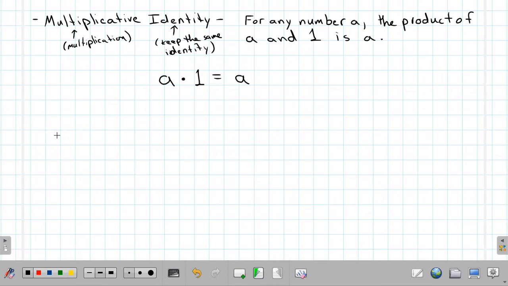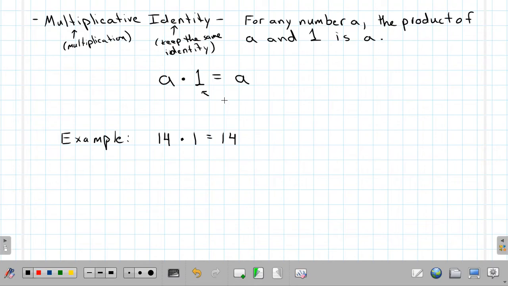Okay, so an example is, if we have the number 14 and we multiply it times 1, well, it stays as 14. So we had the number 14, we multiply it times 1, and it keeps its identity. So 14 times 1 is equal to 14. Okay, so when we multiply times 1, that gives us the same number out, keeps its identity.